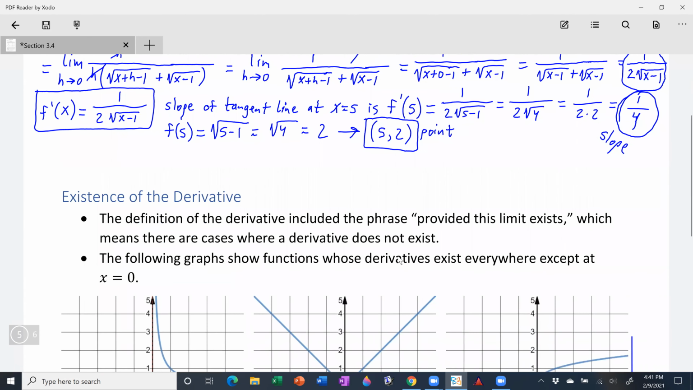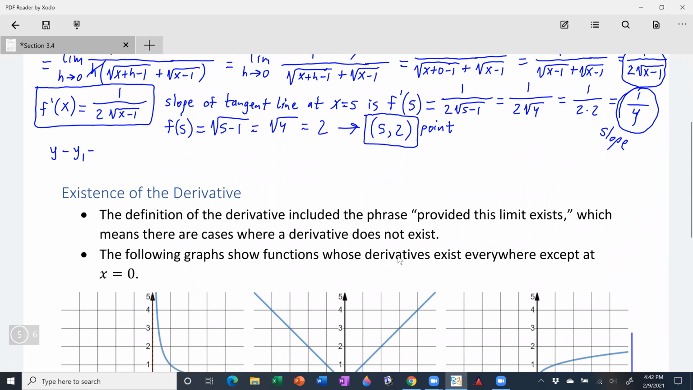Once you have a point and a slope, go ahead and use y minus y1 equals m times x minus x1. So y minus 2, the 2 from the point, equals m, which is that 1/4 we found, times x minus 5, the x1. Let's distribute that. So we have y minus 2 equals 1/4 x minus 5/4, and add 2.